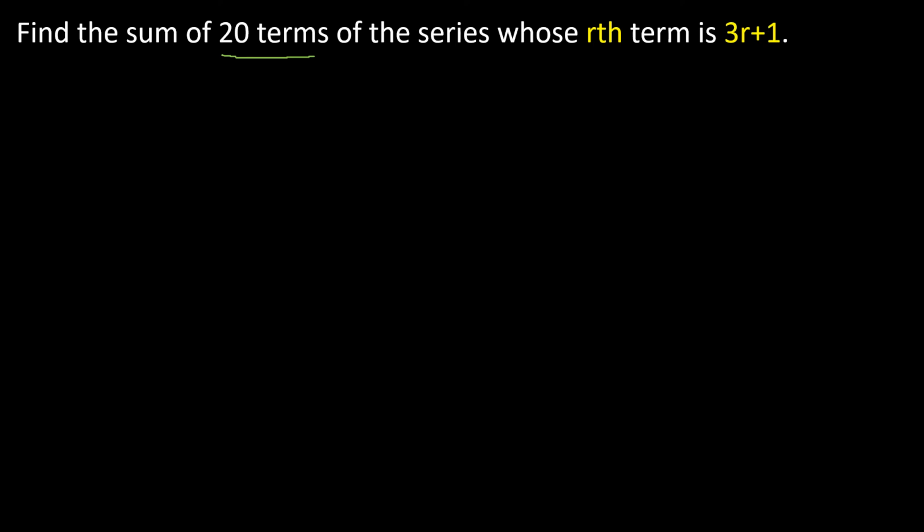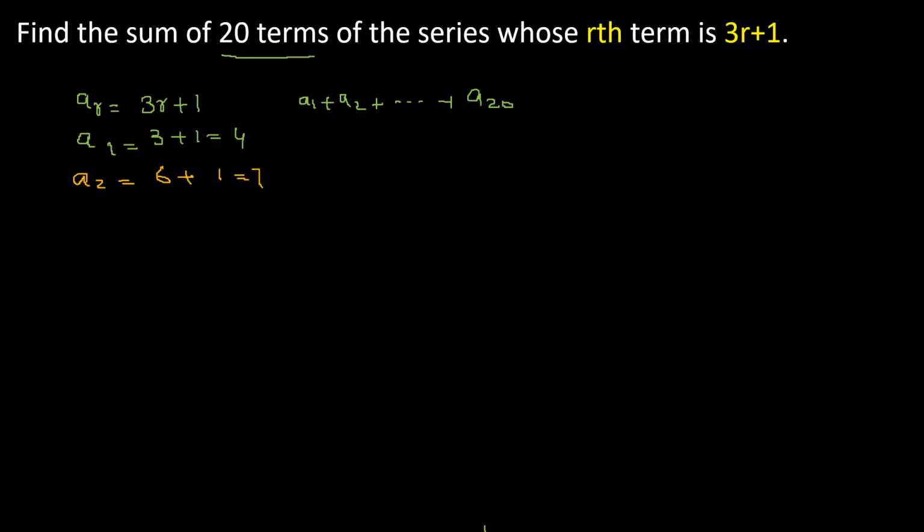So actually it is given that ar equals 3r plus 1, and we have to find a1 plus a2 plus so on to plus a20, right? So first of all, we have to look at what a1 is, what a2 is, and what a20 is. For this, you can see that a1 equals 3 plus 1, which is 4, and a2 equals 6 plus 1, which is 7.